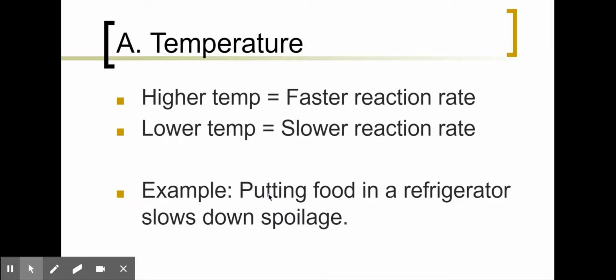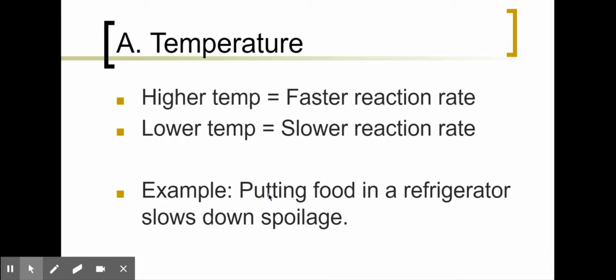A good example of lowering the temperature to slow down reactions is putting your food in a refrigerator because it slows down the spoilage of food. I mentioned this in the meeting yesterday, but the minute they pick vegetables in a field, or we harvest grapes here at the ranch, the minute those grapes come off the vine, they are cut off from their life source of the vine and they slowly start to decompose and spoil.